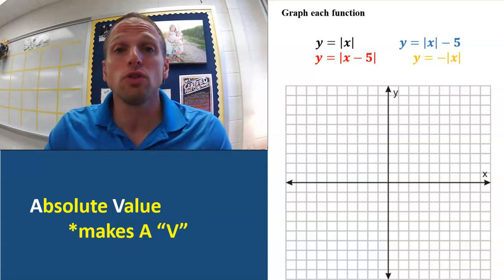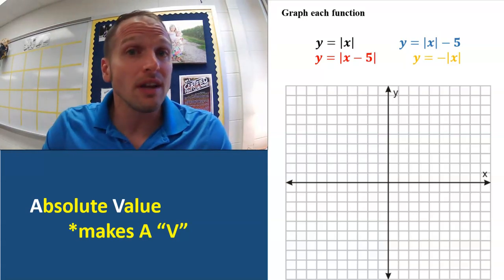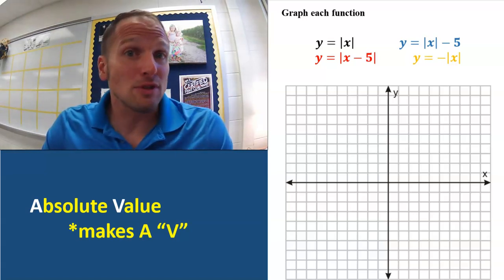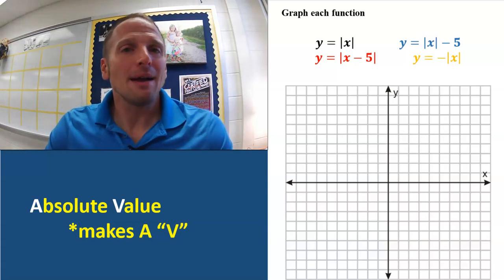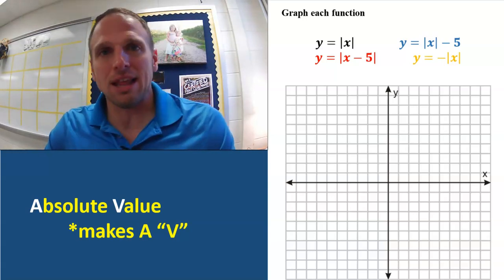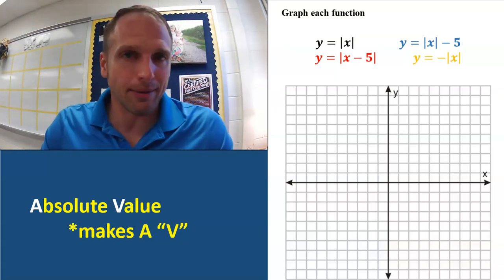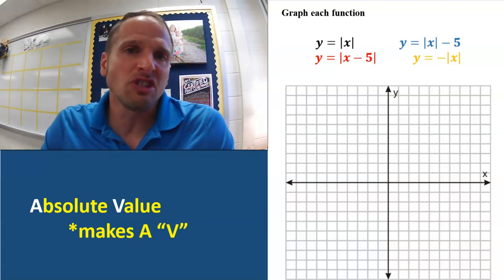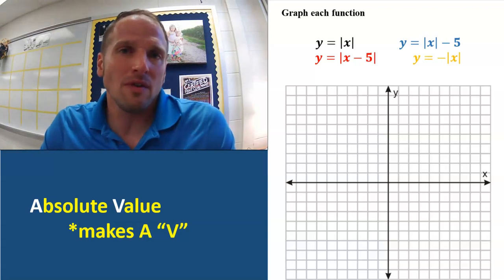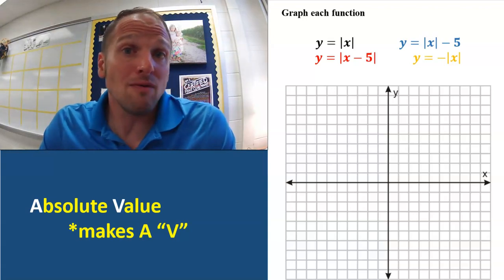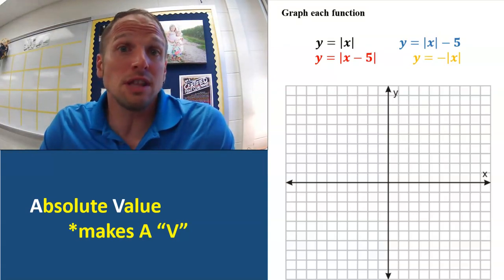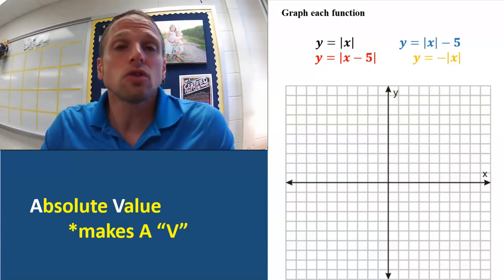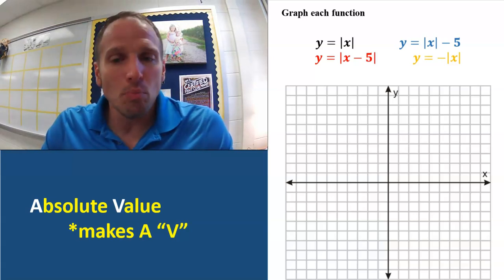Today, all we're doing is basically the same thing we did last time, but this time we're doing only absolute value, okay? I'm tired of saying that word so many times. It's so long. So I'm just going to abbreviate and say AV. We're going to graph AV functions. And the awesome thing about absolute value functions is that the graphs are AV. They literally make a V.